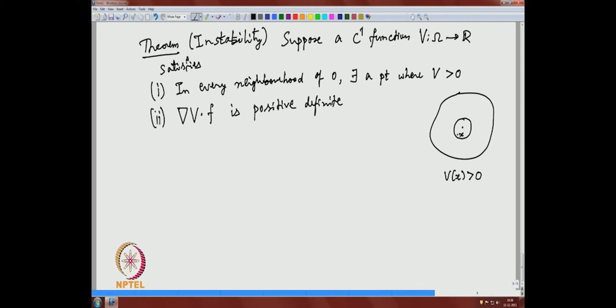So, later on we will see that this condition we do not require this positive definiteness everywhere. We require this positive definiteness only in the region where V is positive, then 0 is unstable.